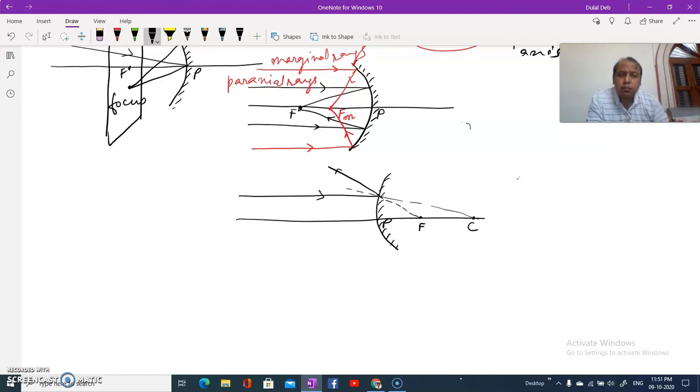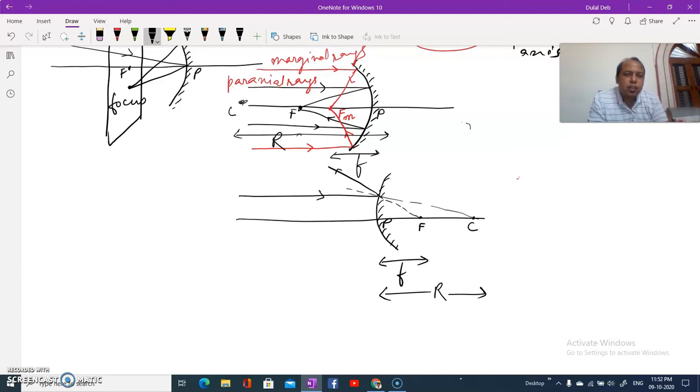Now one thing you need to remember, that the distance between pole and focus is known as focal length. Like in the concave mirror, this is the distance, and here in the convex mirror, this is the distance. This distance is known as focal length given by F. And the distance between the pole and the center of curvature, suppose here is the center of curvature C, that is known as radius of curvature. We can show here this R. Now what we are going to do here is prove that F, that is the focal length, is half of the radius of curvature. Okay. So let us see how it can be done.